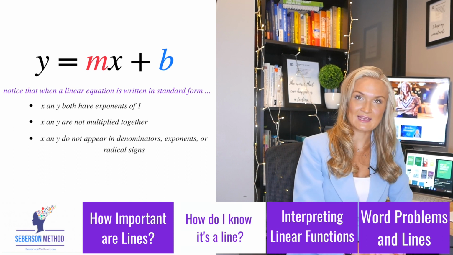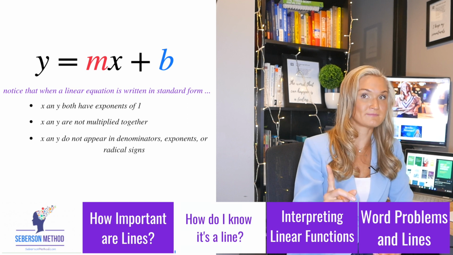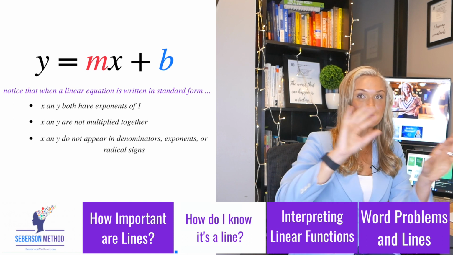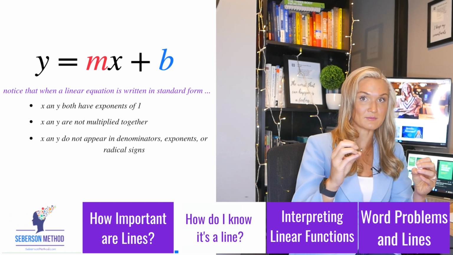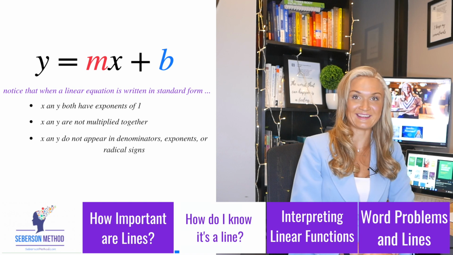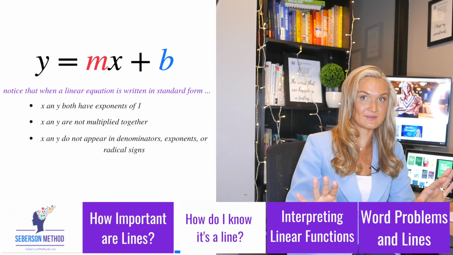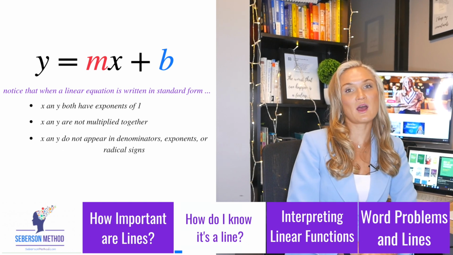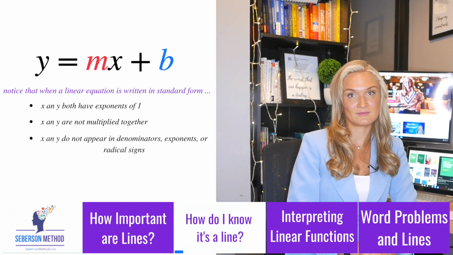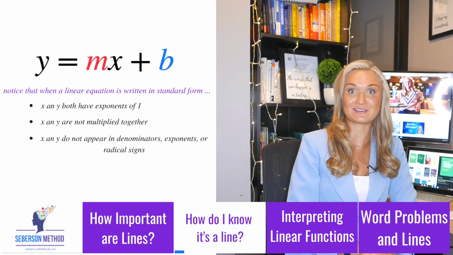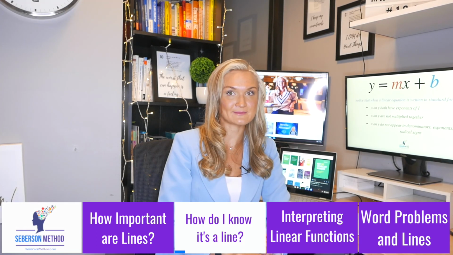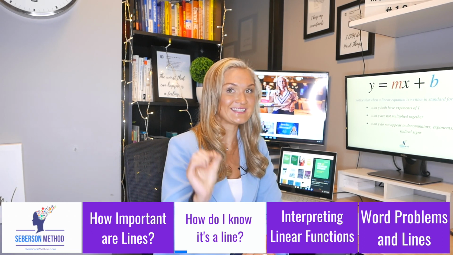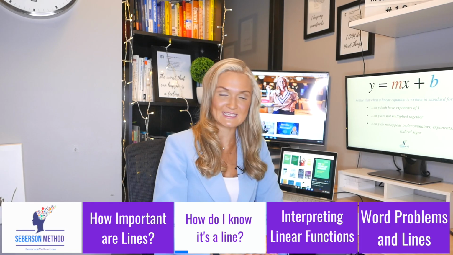If the function has the greatest exponent of 1, that means there's no square, there's no cube. If x and y are multiplied, you're not looking at a linear equation. If x and y are separate, added or subtracted, then you are looking at a linear equation. If x and y appear in either a denominator or a radical, you're not looking at a line. You're looking at something else. So far, so good? Let's go over some ways the linear equation can show up on the SAT.